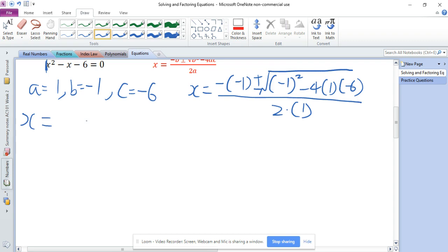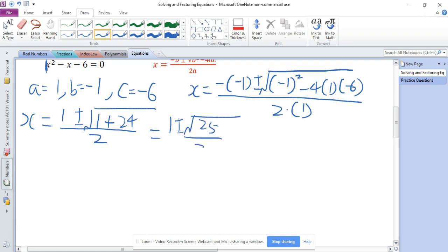Negative times negative 1 is positive 1, plus or minus the square root of (minus 1) squared, which is positive 1, take away 4ac. 4 times 1 is 4. 4 times 6 is 24, which is plus 24 because negative becomes positive. And divide by 2 times 1, which is 2. So 1 plus or minus the square root of 25, divided by 2. What is the square root of 25? It is nothing more than 5.